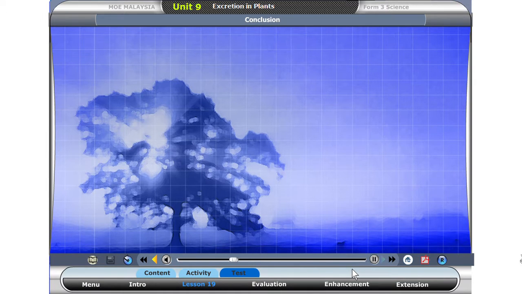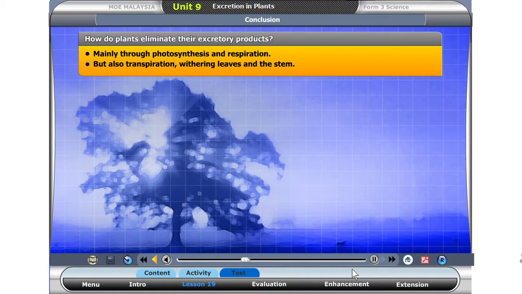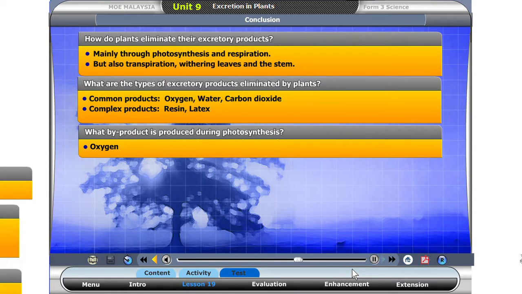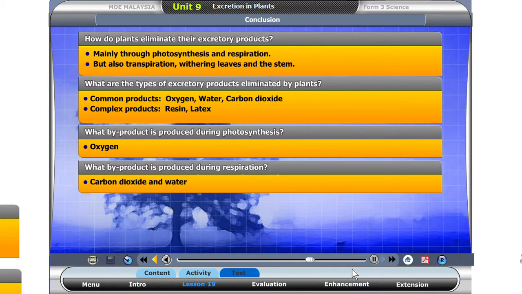In this lesson, you should be able to answer the following questions. Plants excrete their waste products through photosynthesis, respiration, transpiration, and withering leaves. Plants can also excrete waste through the stem. The types of excretory products eliminated by plants are oxygen, water, carbon dioxide, resin, and latex. During photosynthesis, oxygen is produced as waste. During respiration, carbon dioxide and water are produced as waste.